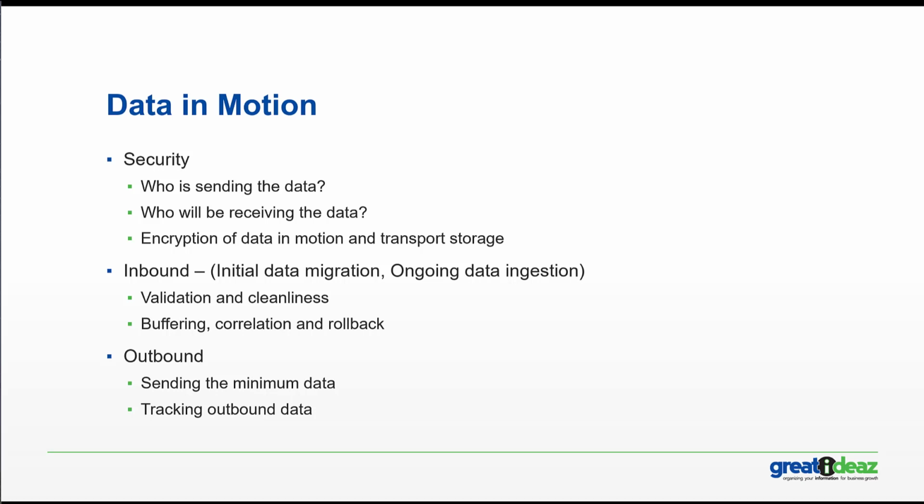When we're considering outbound data in motion, we have a different set of problems. We're not worried about the validation and cleanliness of data coming in, and to a large extent, we don't really care about buffering, correlation, and rollback of the information flowing out. When we're dealing with outbound communication, what we're really trying to do is essentially data loss prevention and preventing exfiltration of information that shouldn't be going out.